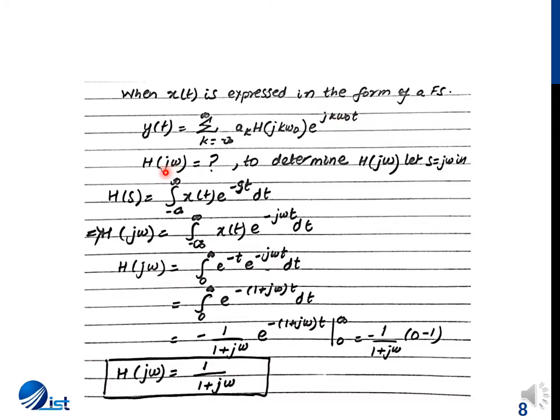So we have to know what is H(jω₀). The expression for H(jω₀) was given in one of the previous slides, but I'll show how to derive it in case you've forgotten. How did we determine it?